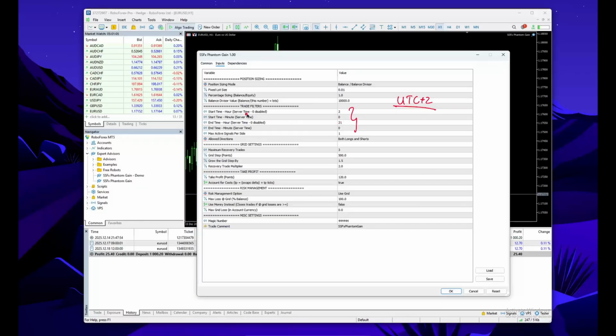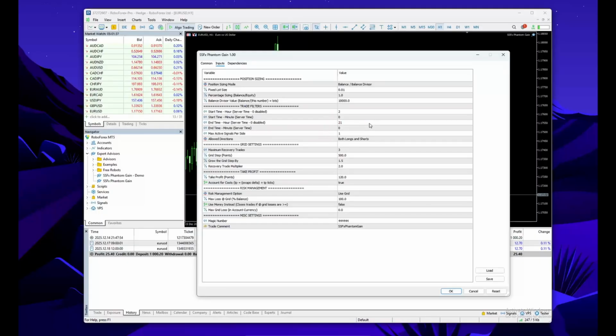So in the first setting, we actually define the server start hour. So for instance, in this case, we are starting at 2 hours past midnight, and the minute is 0. So exactly at 2 hours past midnight. After that, when the bot is done looking out for signals, is at 21 hours and 0 minutes. So that's how you define them.